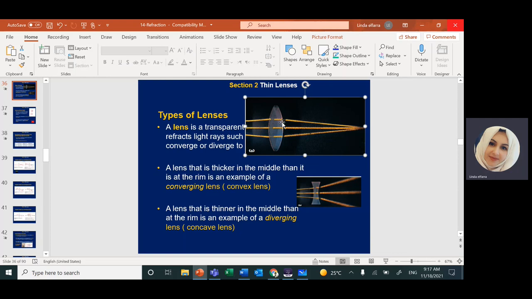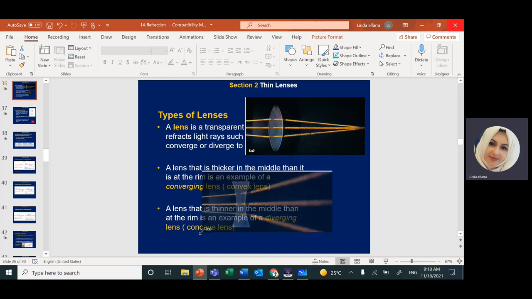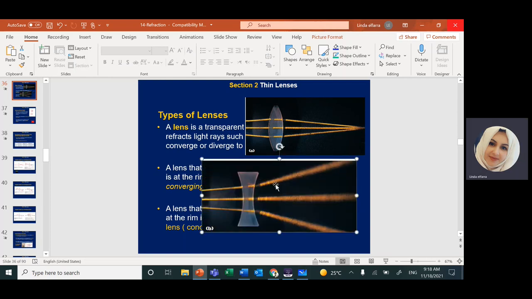Why is it a converging lens? Because it converges, gathering all the light in one point. We call this point the focus point. This type of lens, we can use to collect all the sunlight at one point to make fire or burn leaves or something.